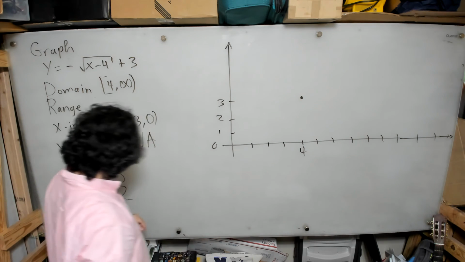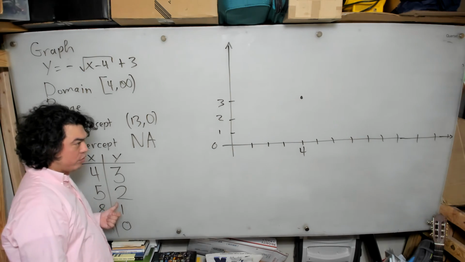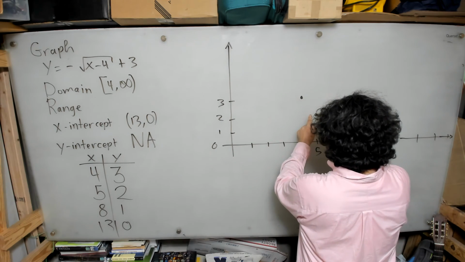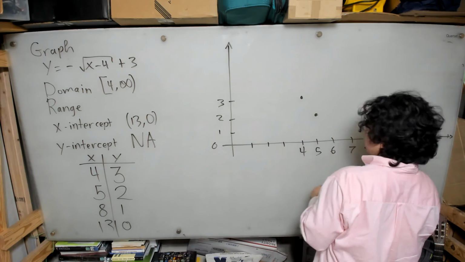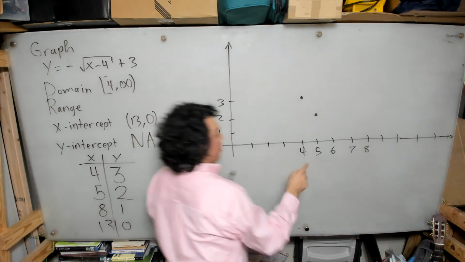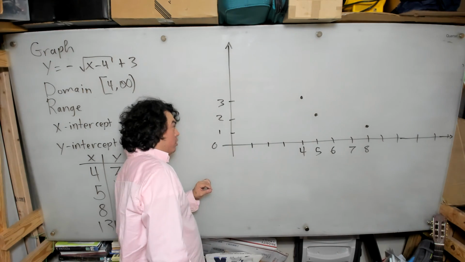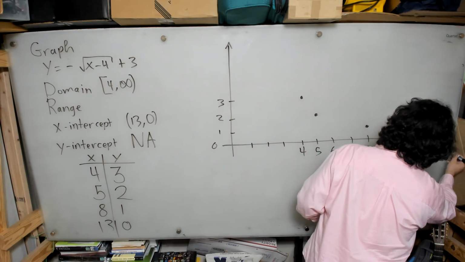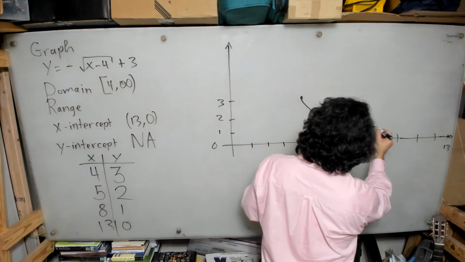Then 5, 2. This is the point 5, comma 2. So that means x coordinate 5, y value 2. I'm going to go 5, and then 2. So it's going to be right there. Then I have the point 8, 1. That means I go 8 along the x and 1 along the y, so that's going to be right there. And then finally, of course, 13 is at 0, so I'm going to put it right there.